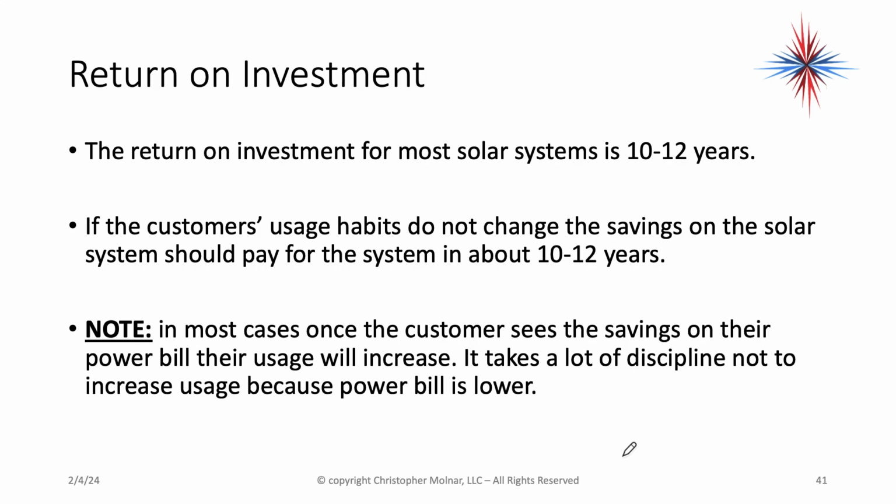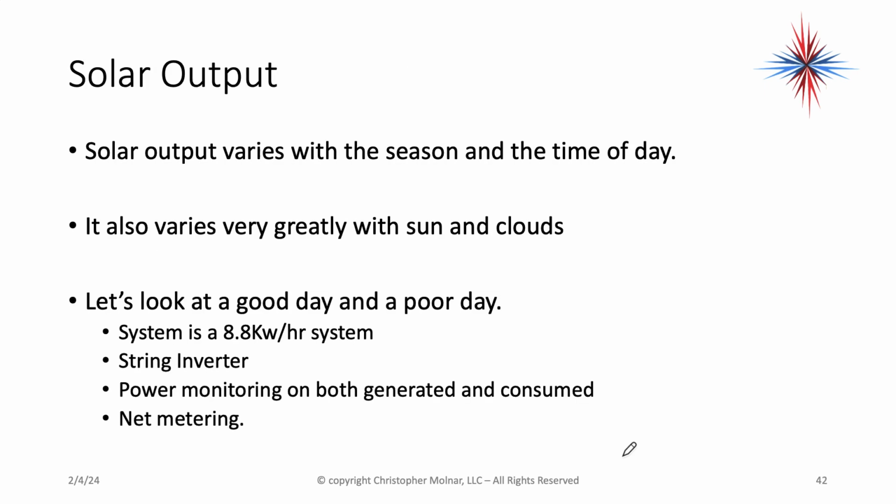In most cases, once a customer sees the savings on their power bill, their usage has a tendency to increase. It takes a lot of discipline not to increase usage because your power bill is lower. Solar output varies with the season and the time of day. It also varies greatly with sun and clouds.